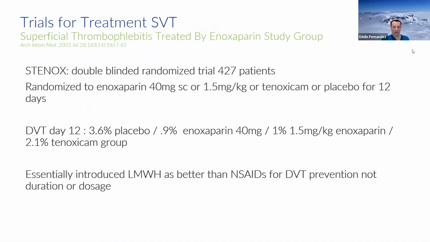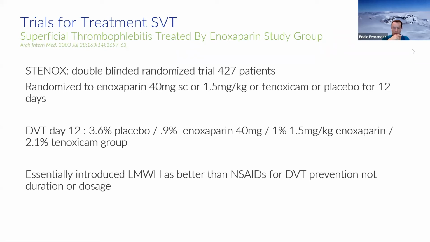So here's another trial, the STENOX trial, okay? And this trial is important out of 2003 because it's a double-blinded randomized trial. It looks at 427 patients, and they were randomized to enoxaparin subcutaneously, or tenoxicam, or placebo. They looked at DVT at 12 days, and the presence of DVT at 12 days was much higher in the placebo group than in the enoxaparin group.